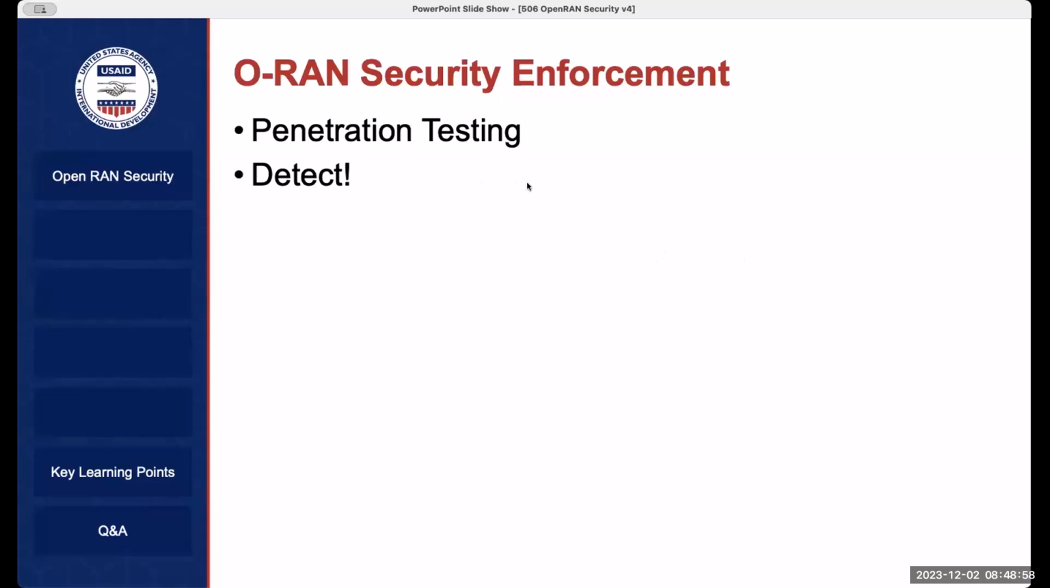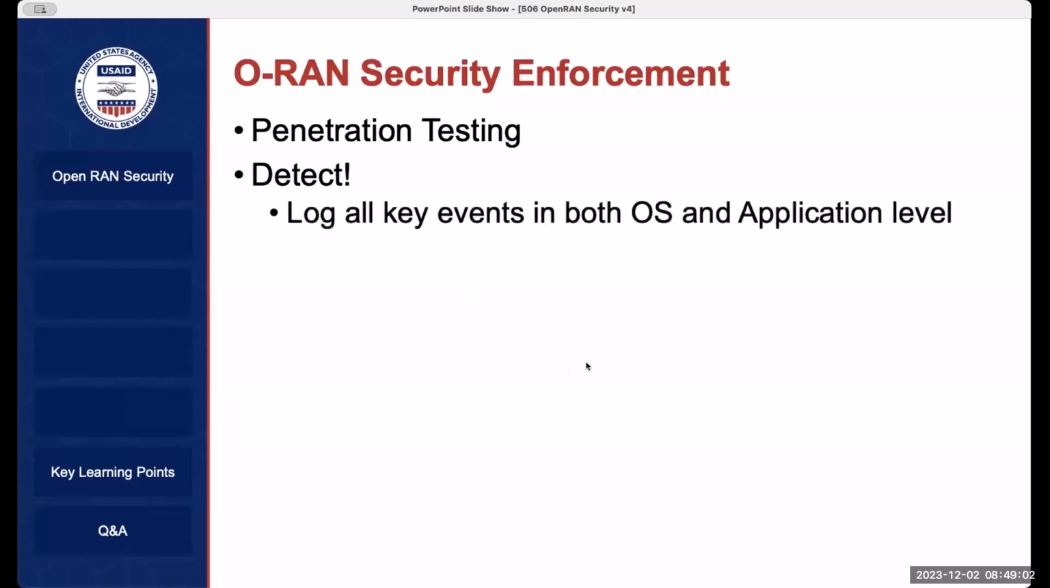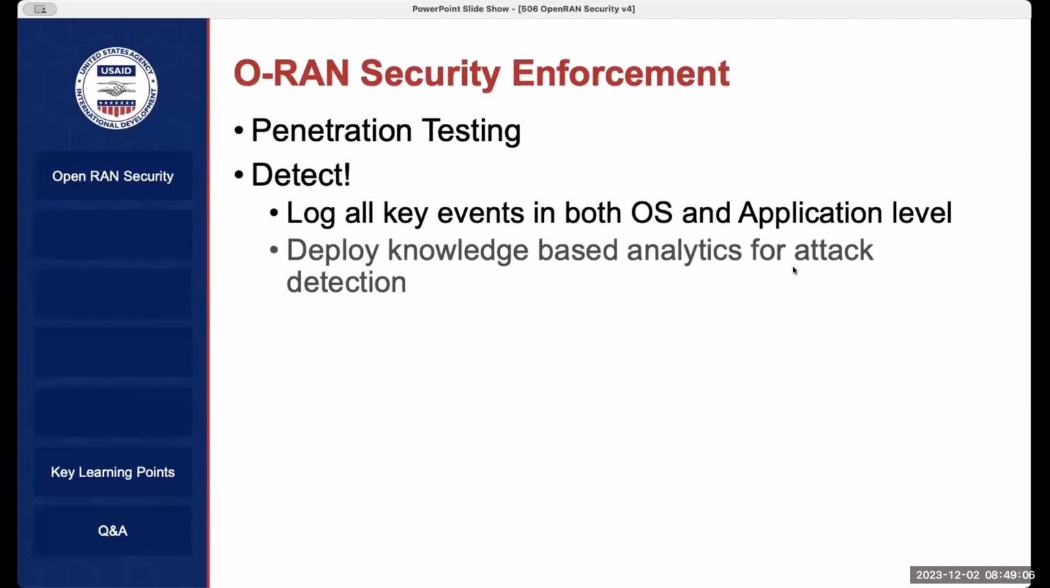So aside from security testing, before deployment and even during deployment, you want to detect. All key components in OS and app level should be logged, and not only locally. Ideally, you send this to a central log aggregator or SIEM platform. Then you would have all of these components sending you the logs. You could now deploy use cases and analytics to detect attacks on your infrastructure.